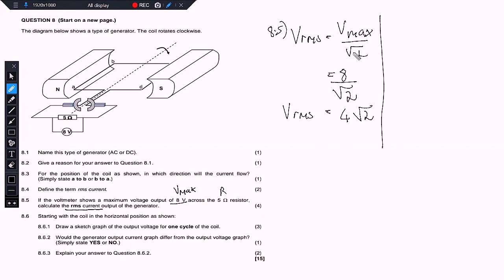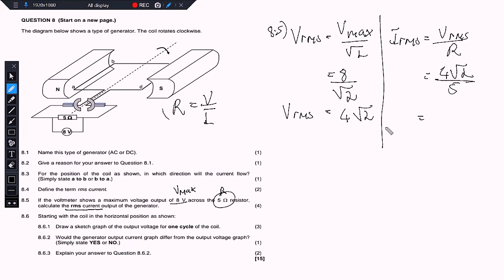Then, in order to calculate the Irms current, I will go Irms is equal to Vrms over R. This formula has been taken from R is equal to V over I. I've just made I the subject of the formula, then it becomes Vrms over R. My Vrms is 4 root 2, and my resistance I've been given is 5. Now you can punch this into your calculator and round off to 2 decimal places. This is going to be 1.13 amperes, right? So this is one option of doing it.